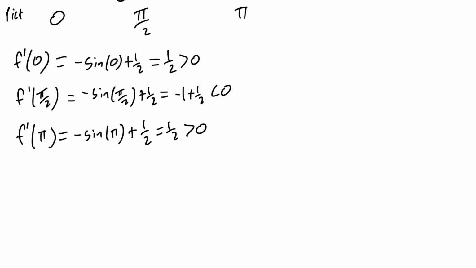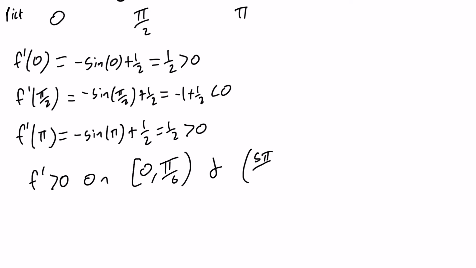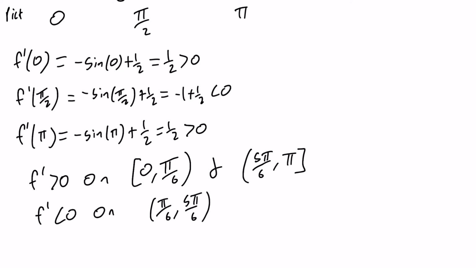So what does this mean? This means that f prime is greater than 0 on the interval from 0 to pi over 6, and the interval from 5 pi over 6 to pi, and that the first derivative is less than 0 on the interval from pi over 6 to 5 pi over 6. And what does that mean about our critical points? Are they maximums or minimums?